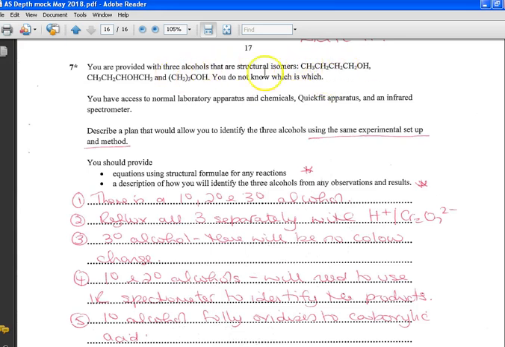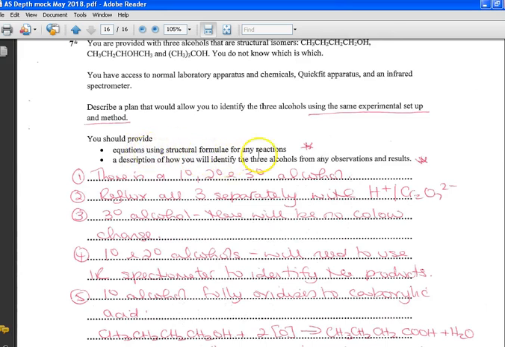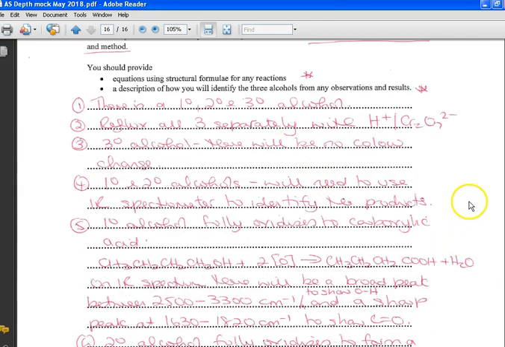Read this carefully. So we've clearly got here 3 different alcohols, a primary, secondary and a tertiary. You have access to normal laboratory apparatus and chemicals, quickfit apparatus and an infrared spectrometer. Describe a plan that would allow you to identify the 3 alcohols using the same experimental setup and method. So you would only do one process, follow through one process, okay? And it says you will also need to provide equations using structural formulae and a description of how you will identify the 3 alcohols from observations and results.